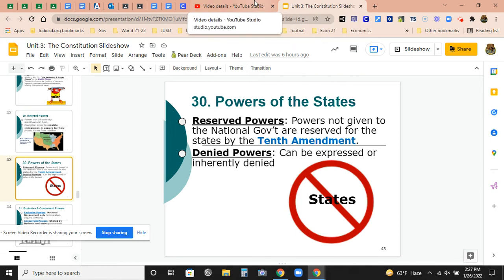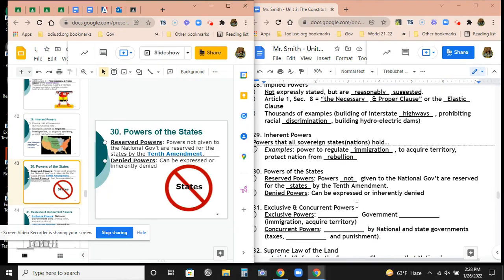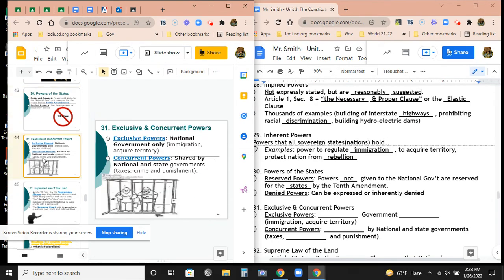But then you have some powers that are denied, and those can be expressly mentioned, or they can be inherent, meaning the states are not supposed to do that. You could also have exclusive powers, ones that only the national government can control, like immigration and acquiring territory. But you could also have some concurrent powers, powers that are shared by nation and state: taxes, crime, and punishment. These are the typical examples.